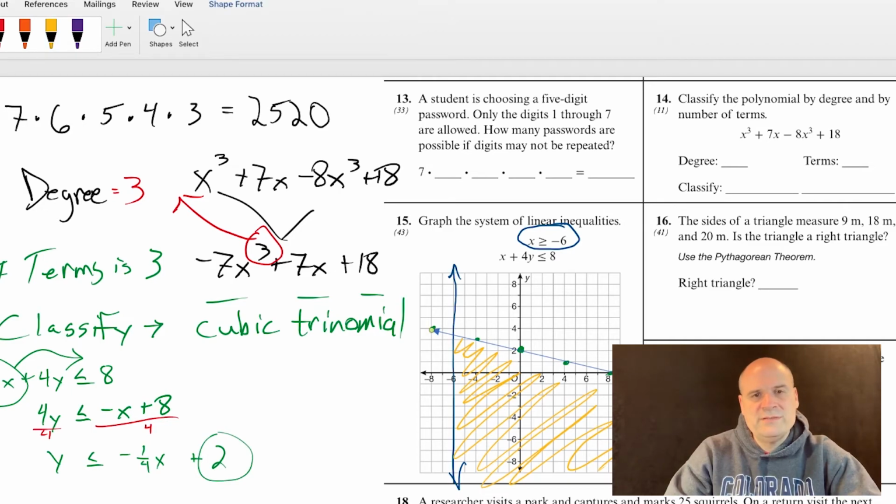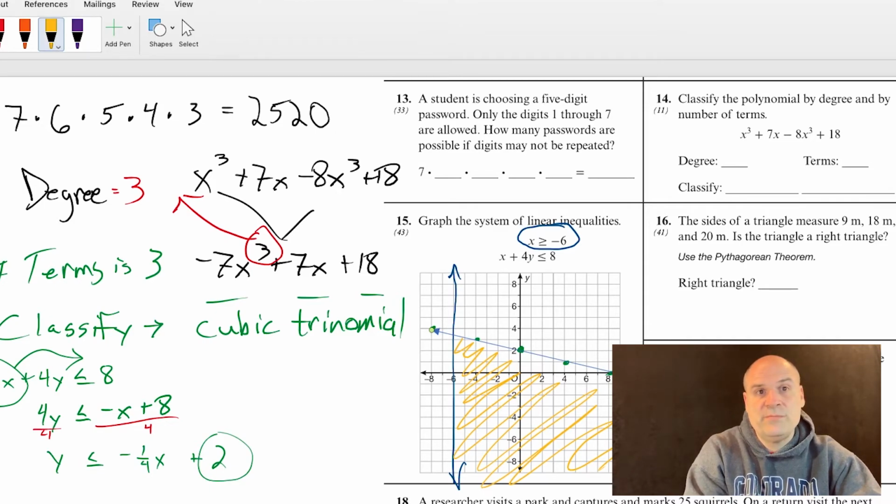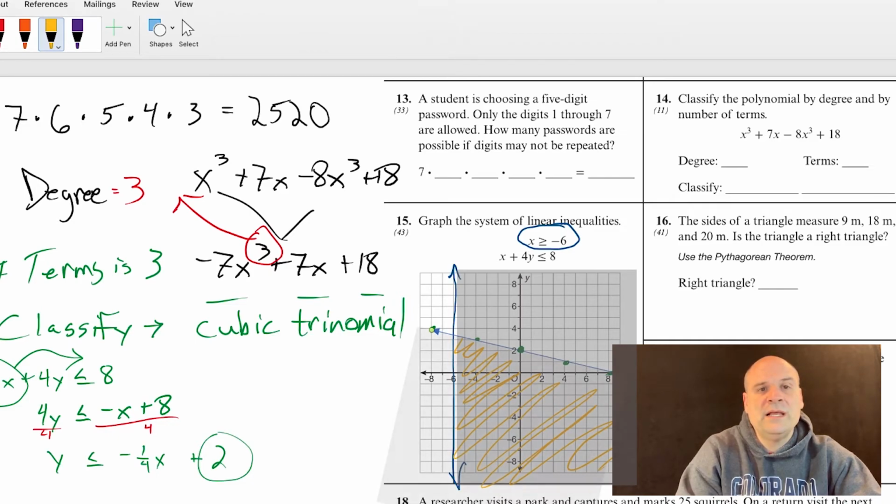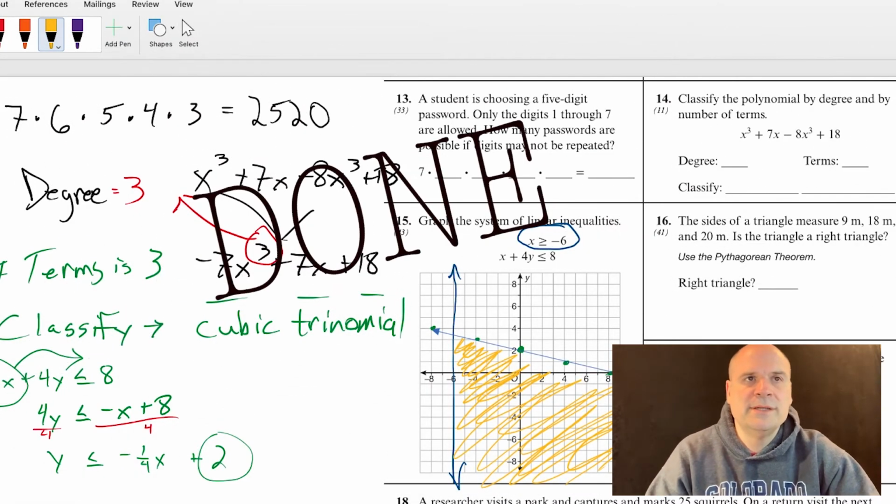Awesome. Fun shadiness. Okay. The other thing you could have done is just shade the appropriate area here, and then shade the appropriate area here, and wherever you shaded twice is your solution set. So this is your solution set right here. This yellow. Okay, cool.